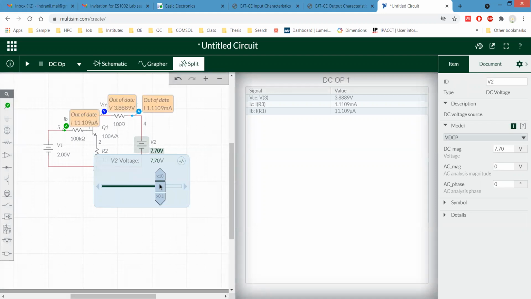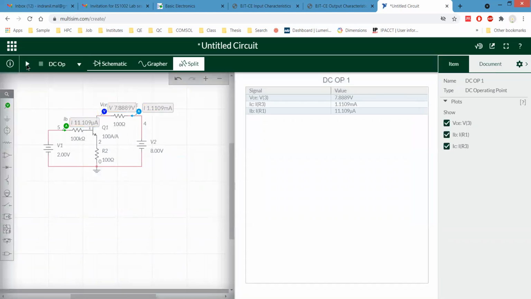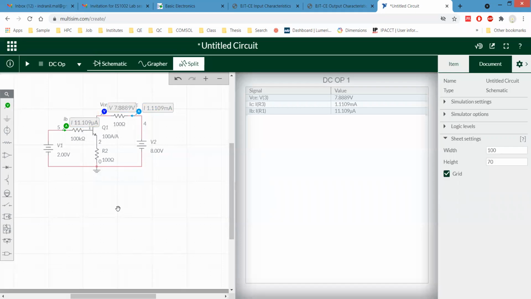Let's have some 8 volt data. Yeah, 8 volt. 7.889 volt, and current is 1.1109. So current is almost constant. Okay. So for this set of data you have taken, right? First let me do the experiment, then I'll tell you, and you can note it down one by one.